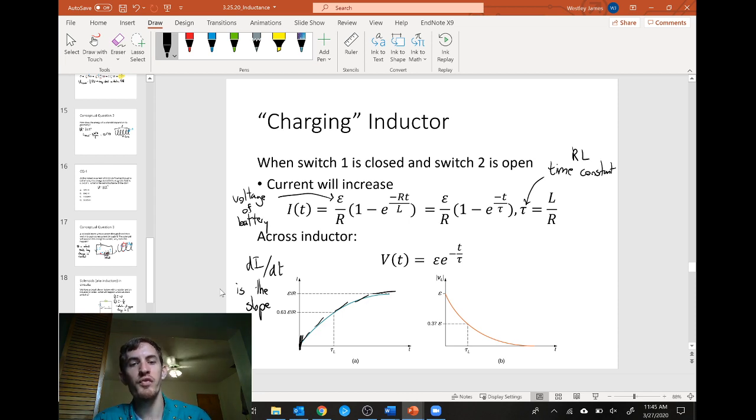If we want to look at the voltage drop across the inductor, so as time goes on, the inductor is going to have some voltage drop across it. And that is just given by this nice little slope down here, where the voltage drop is going to decrease because the current's going to decrease. Okay?